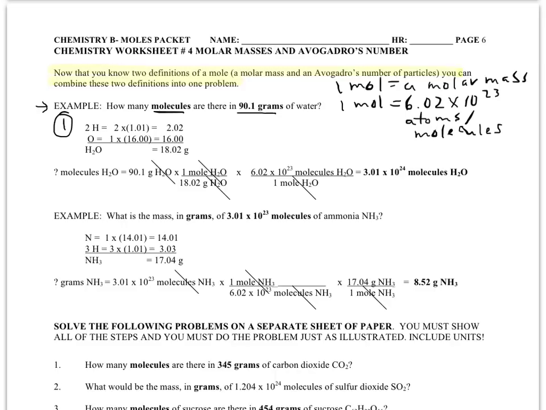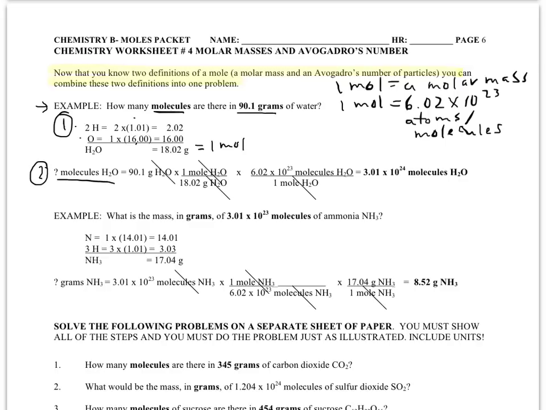So if you're calculating the molar mass of water, there are 2 hydrogens that each weigh 1.01. You got that off the periodic table. There's 1 oxygen that weighs 16, and so you add it up, and 1 mole of water is equal to 18.02 grams of water. Once you've done that, your second step is to set up your factor label.